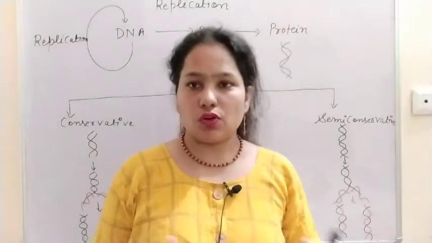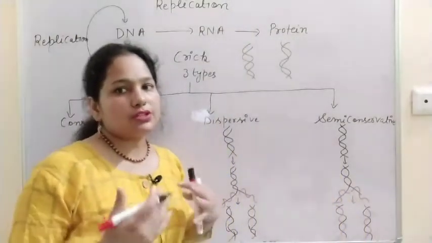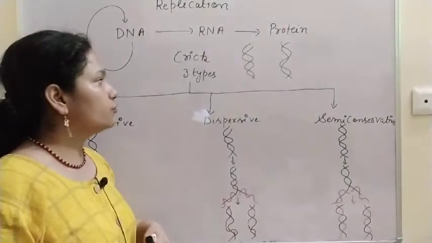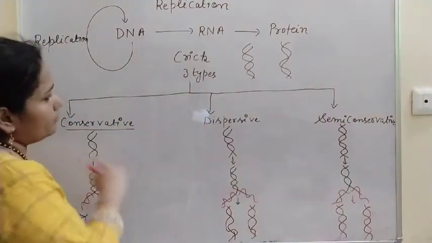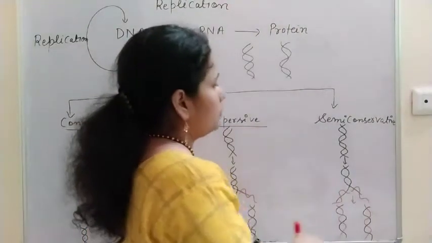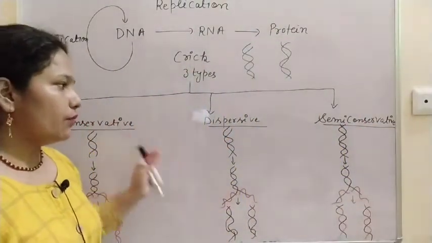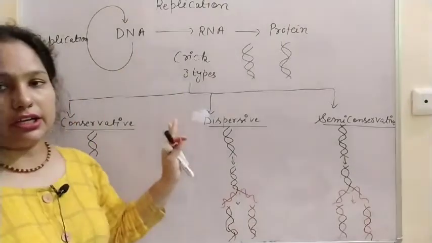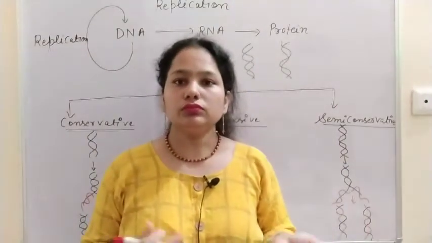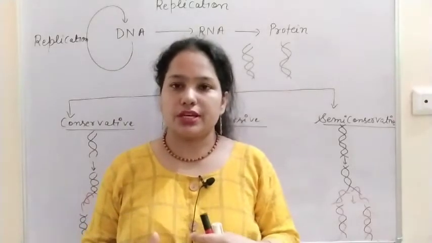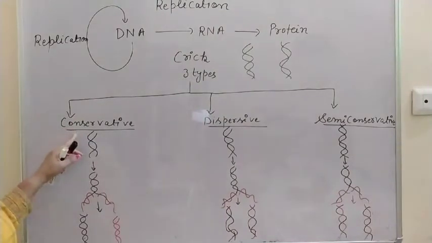When the replication of DNA takes place, that is known as the DNA replication, and this DNA replication is of three types. First is the conservative type, second is dispersive, and third is semi-conservative. In the beginning, no scientist knew what type of replication is there in case of DNA. So firstly, what is conservative DNA replication?